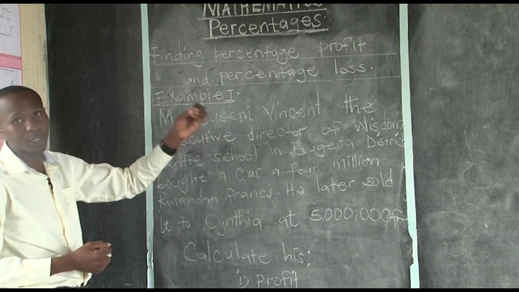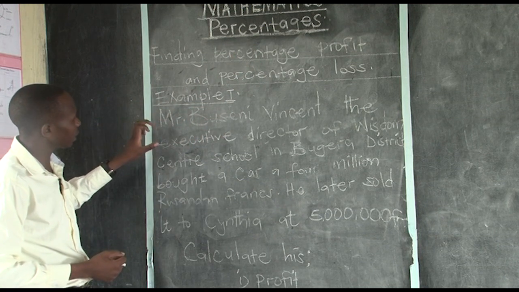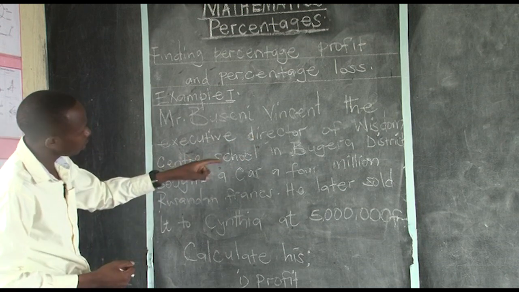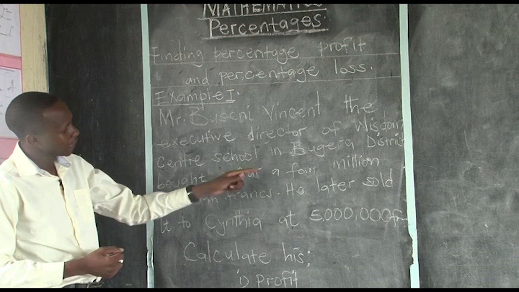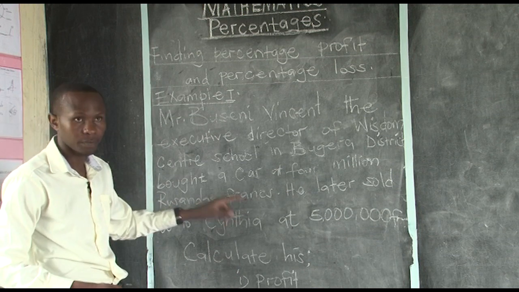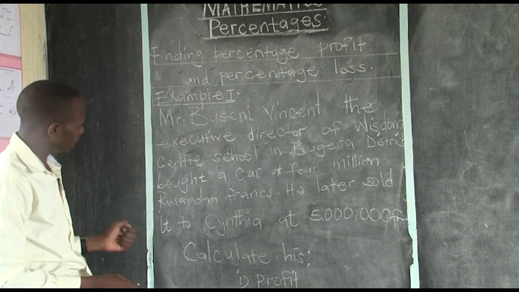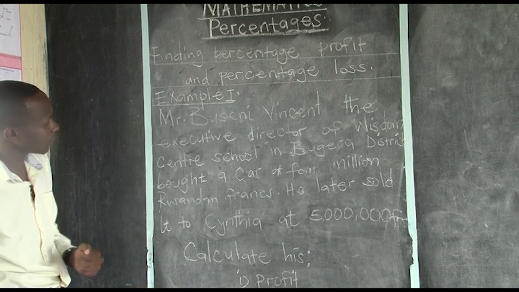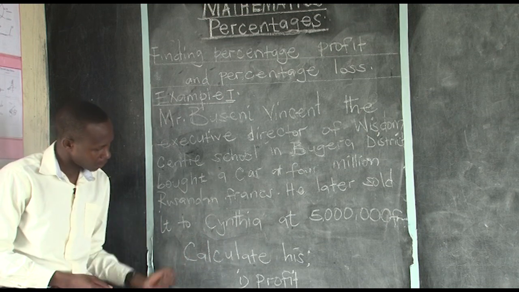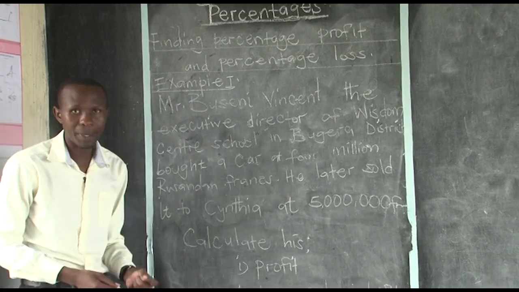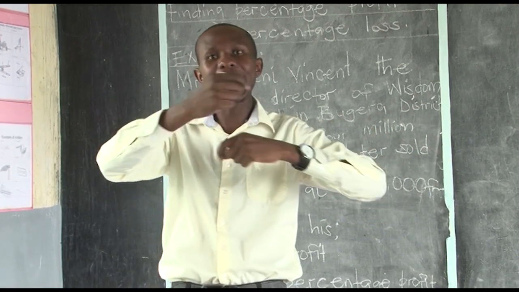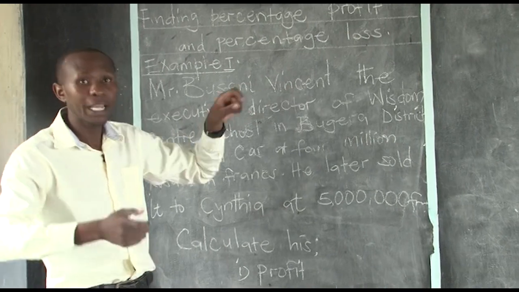After going through the word profit and the word loss, I want us to look at example one, which says: Mr. Hussein Vincent, the executive director of Wisdom Center School in Bugesera District, bought a car at 4 million Rwandan francs. He later sold it to Sentia at 5 million francs. The question says, calculate his one, profit, two, percentage profit. So these people want us to first of all look for the profit. How much did Mr. Hussein Vincent make after selling the car?